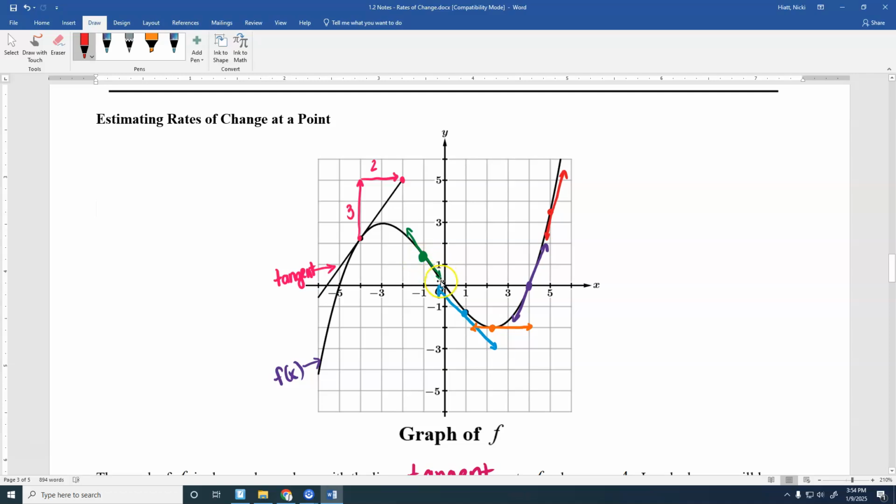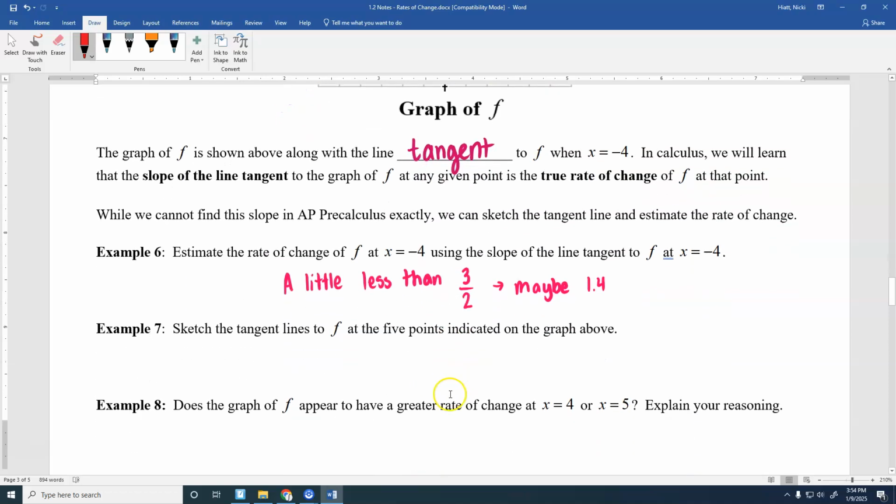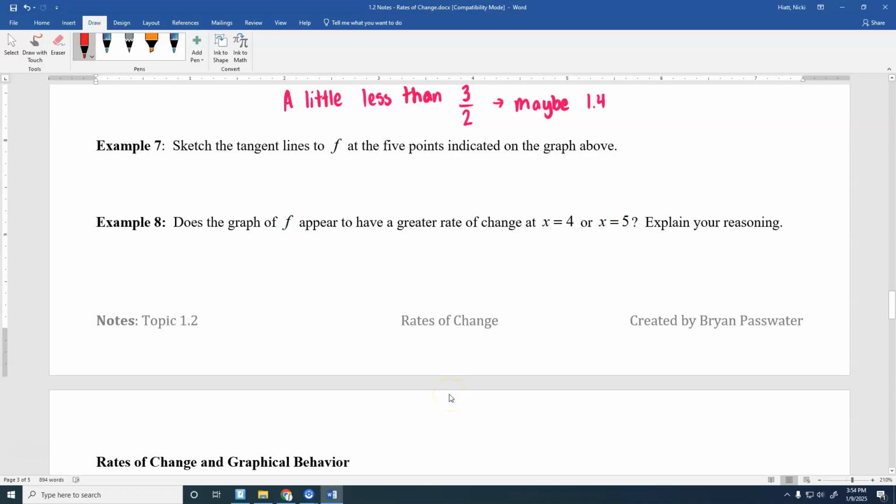You can also tell that this graph looks like it is concave up. And since that graph looks like it is concave up, the rate of change should be increasing here, which tells you that 5 should be your highest rate of change. So I would say f has a higher rate of change.